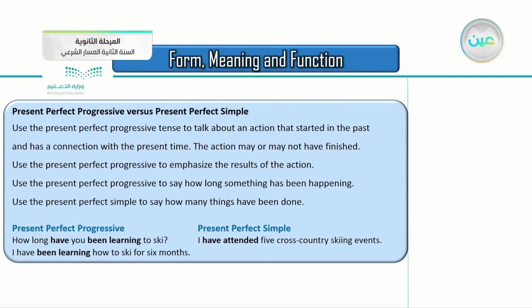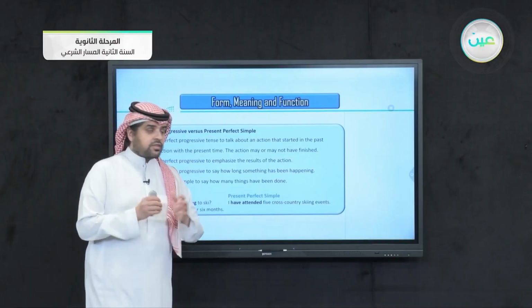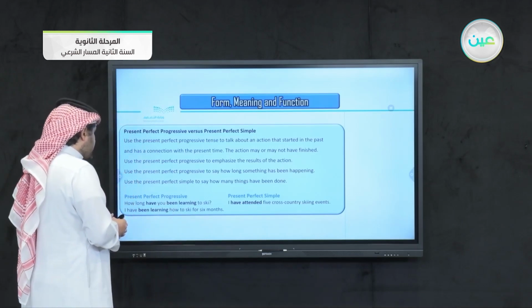So there are some similarities between the present perfect progressive and the present perfect simple. The progressive mainly focuses on the duration of the action. The simple focuses on the action itself. Let's take some examples here.